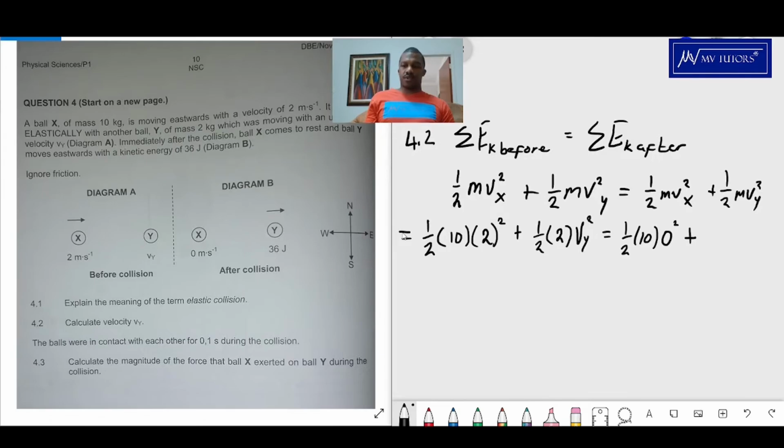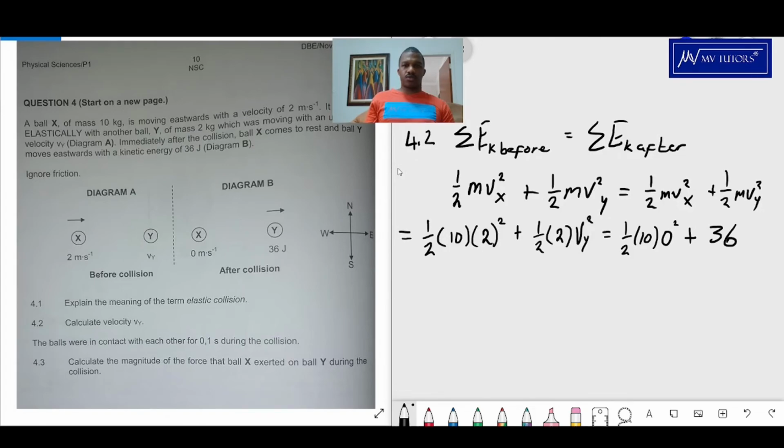Cool. Plus fortunately here we've been given that it's just 36. Remember they said ball y moves eastwards with a kinetic energy of 36, so I'm just gonna put it there. It means they've already calculated that kinetic energy there, and it's 36. So now all that's left is just to do some mathematical gymnastics.